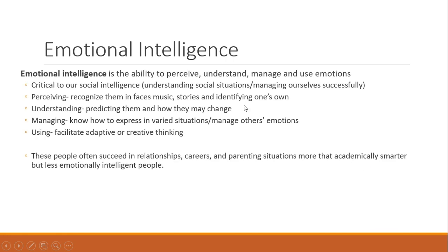Emotional intelligence. So it's the ability to perceive, understand, manage, and use emotions. It is critical to our social intelligence, which is understanding social situations and managing ourselves successfully. It does break down into these different parts, which is perceiving and then understanding, managing, and then finally using. These people, they are successful in relationships because they understand how all these things work together. They can be very successful at their careers, their parenting styles, which we talked about before, probably much more within the democratic, authoritative, not authoritarian. More academically smarter, but less emotionally intelligent people are going to struggle sometimes.